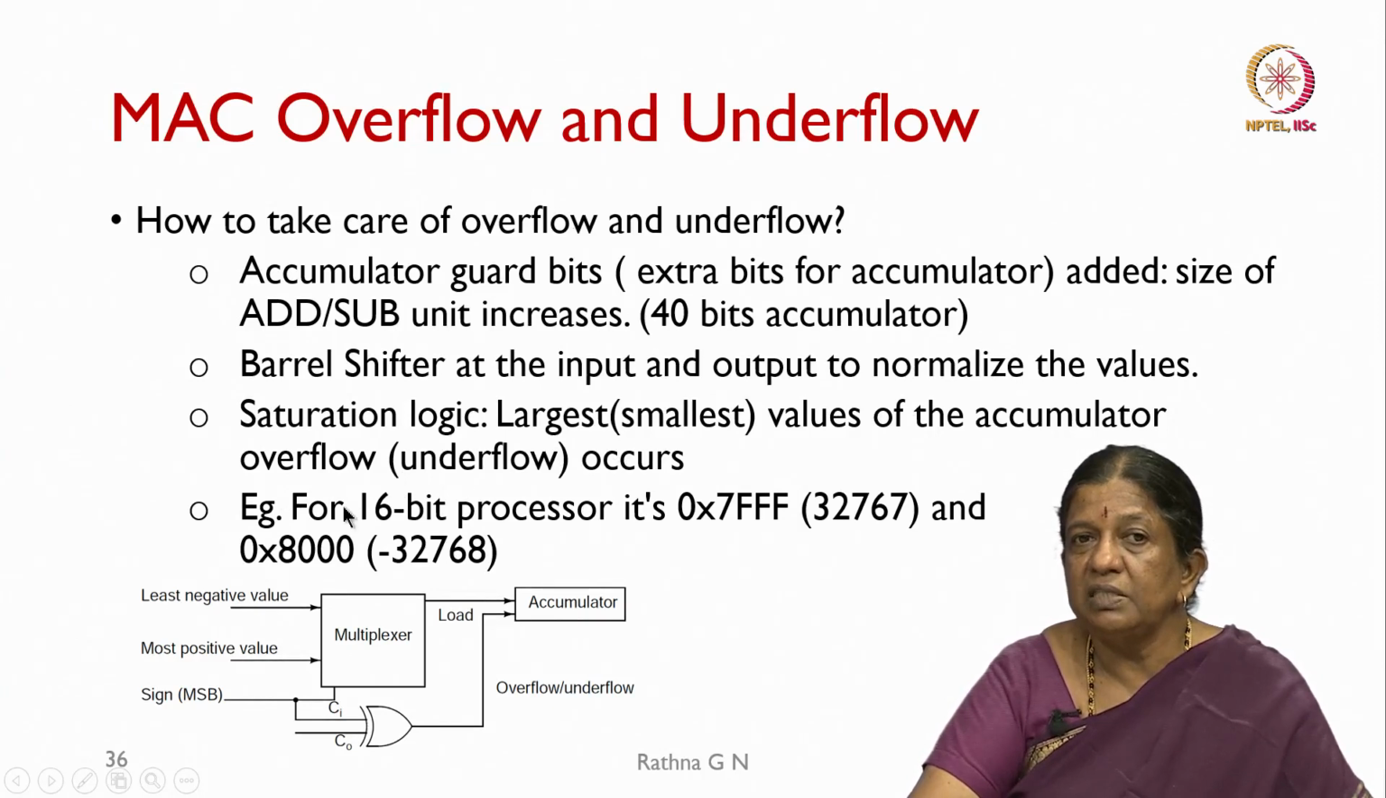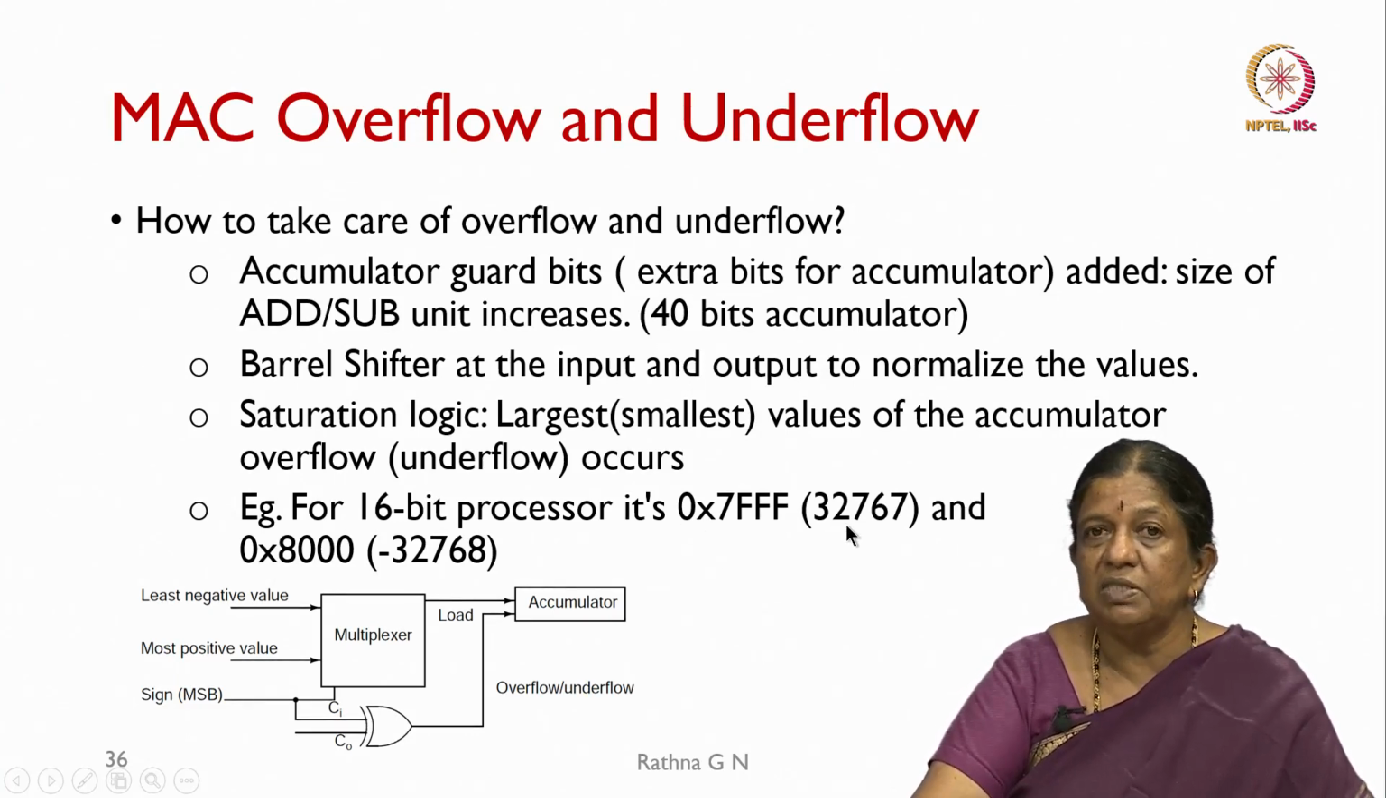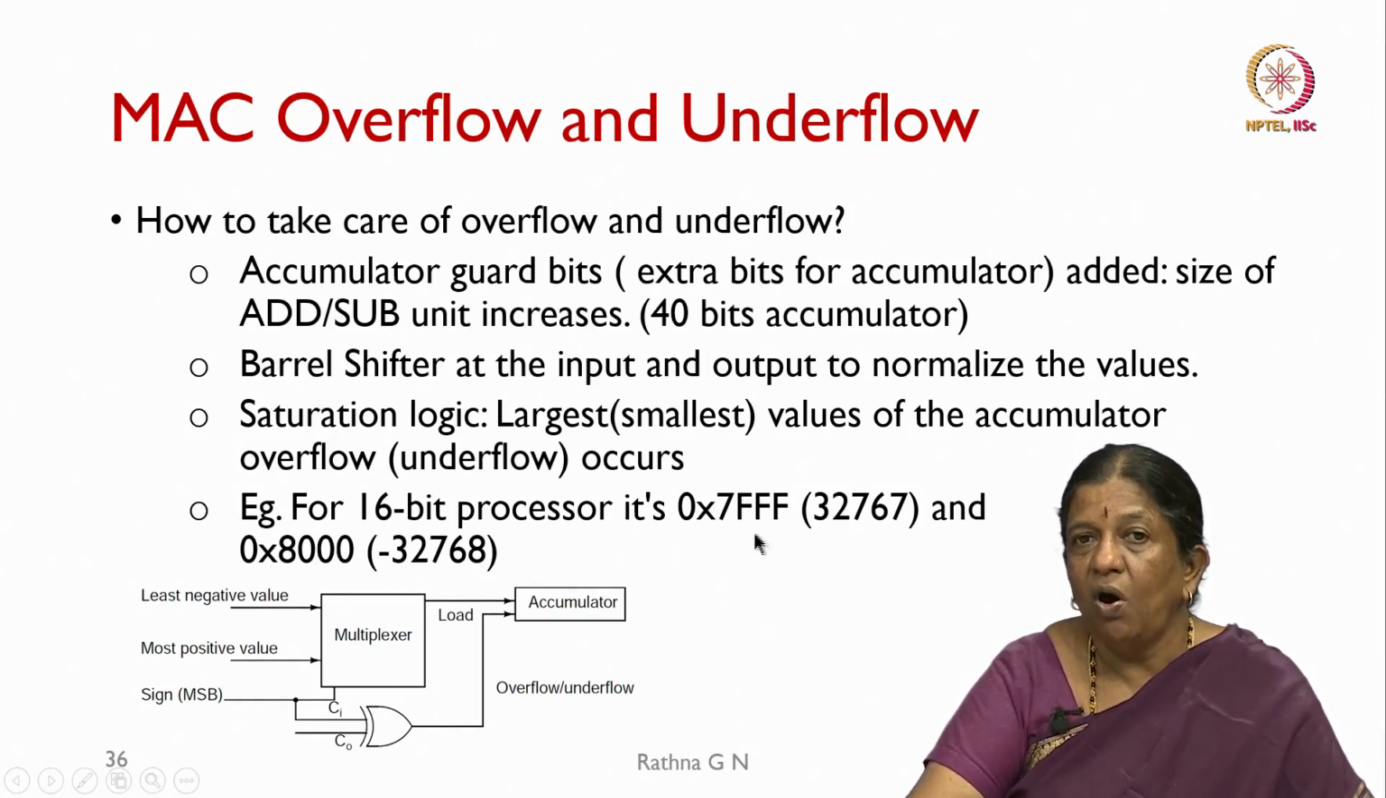In that case, for a 16 bit processor, the maximum value we can represent, considering signed numbers, is 0x7FFF in hex, which is nothing but 32767, and the minimum number I can represent is 0x8000, that is minus 32768. So, these are the values that have to be output if it is below this value or above this value. So, this is taken care of in the hardware.